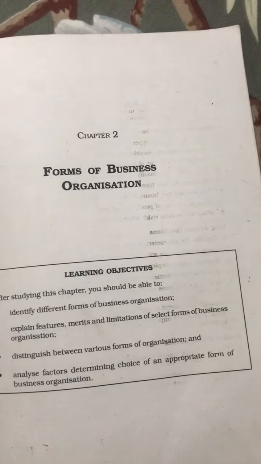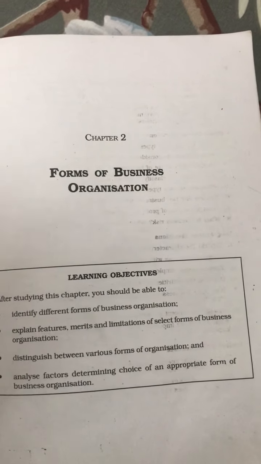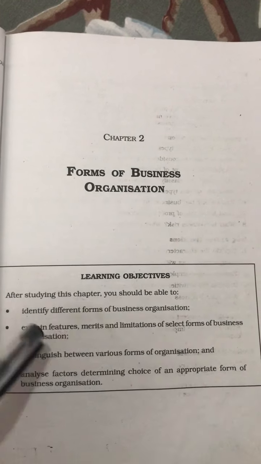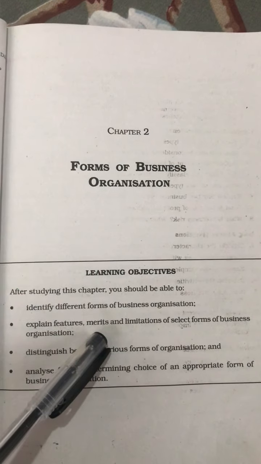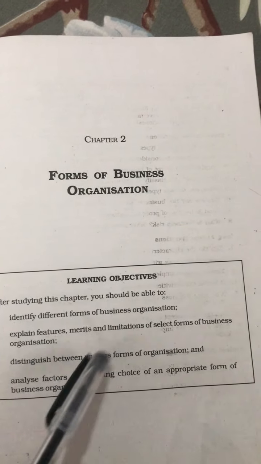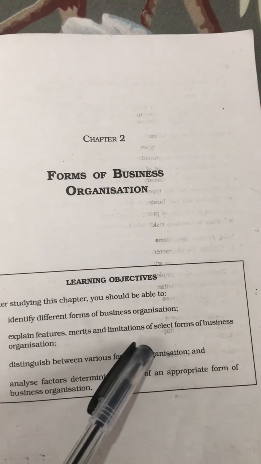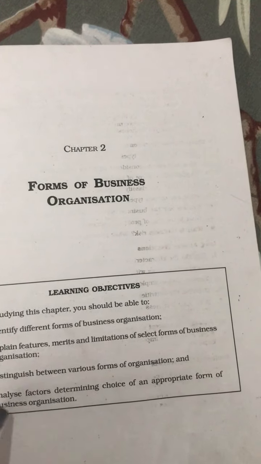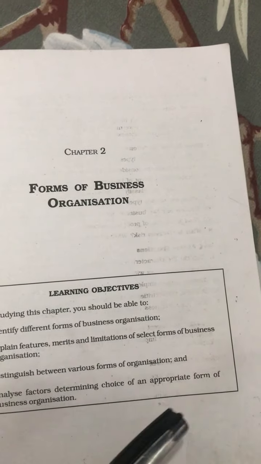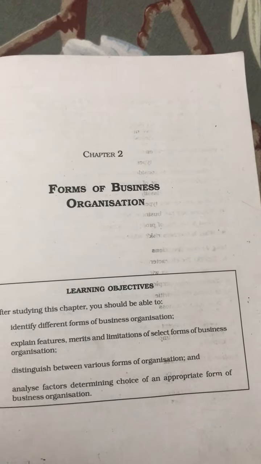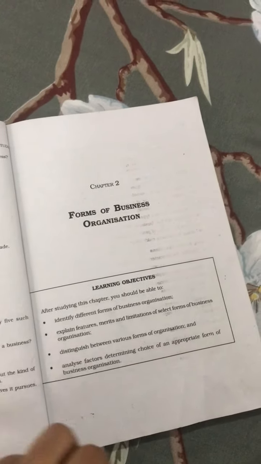So dear students, as we have already completed chapter 1, now we will be heading towards chapter 2, that is forms of business organization. In this chapter, we will be discussing identifying different forms of business organizations, explaining the features, merits, means advantages, and limitations of select forms of business organization, and also distinguishing between various forms of organizations and analyzing factors determining the choice of an appropriate form of business organization.